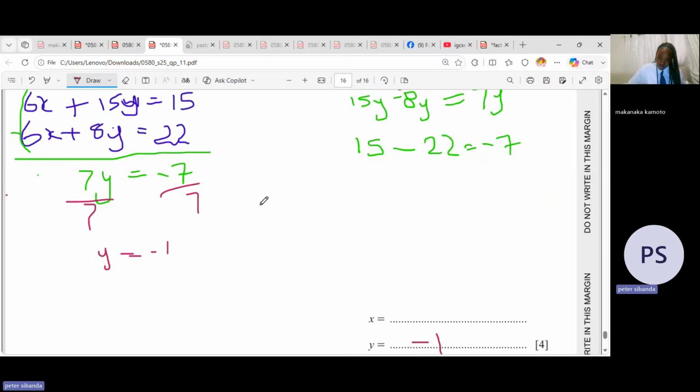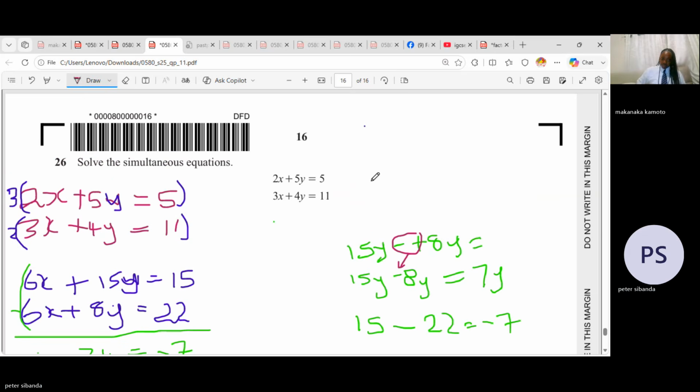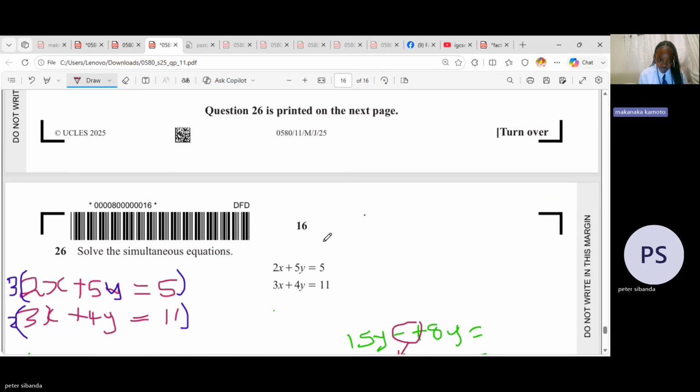Okay, we still need x. So we're going to use the first equation. Yes, go ahead, tell me. Okay, so it becomes 2x plus 5 in brackets -1 equal to 5.